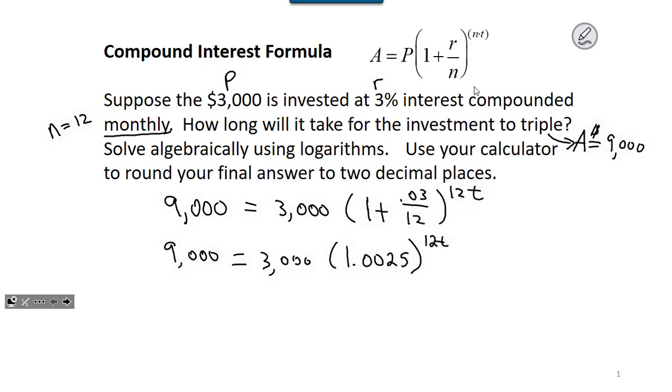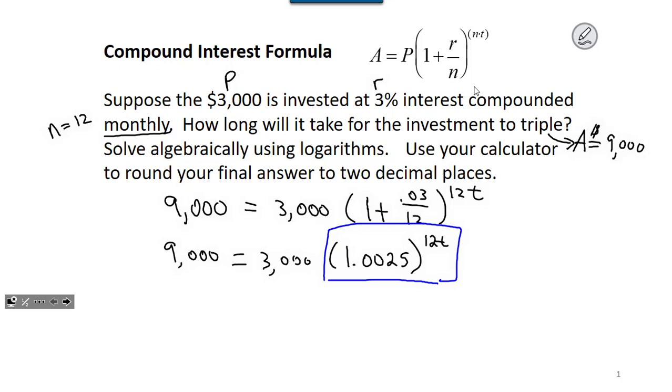All right, so now I have an exponential equation. Since I have an exponential equation, the first thing I've got to do is get this expression right here by itself. I cannot multiply that 3,000 into that 1.0025 because I have to do exponents first. I've got to take that 1.0025 and raise it to the 12t, and since I don't know what t is, I can't simplify that. So I've got to get this expression isolated before I do anything else. To do that, I'm going to move that 3,000 over to the other side by dividing both sides by 3,000.